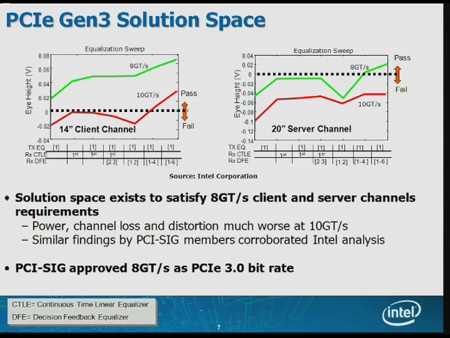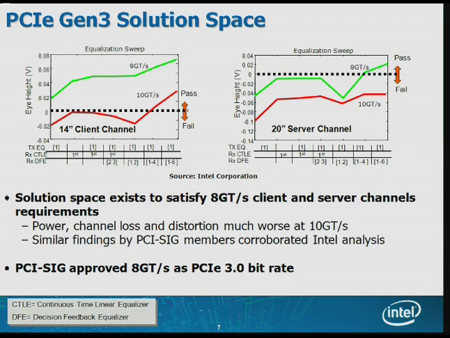Analysis done by Intel and corroborated by similar findings from other PCI SIG members shows that doing 10 gigatransfers per second would be a significant challenge. We would be forced to break backwards compatibility, or we would require some sort of new materials, which would break the HVM.